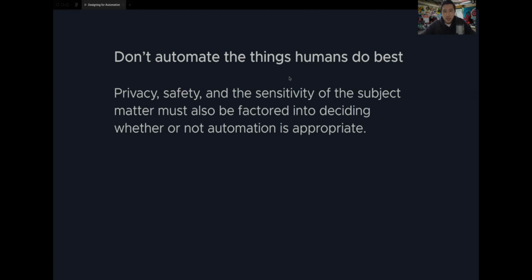That's why designers should always be careful when recommending an automation solution. We always should think about the possible pros and cons before suggesting an automated solution.